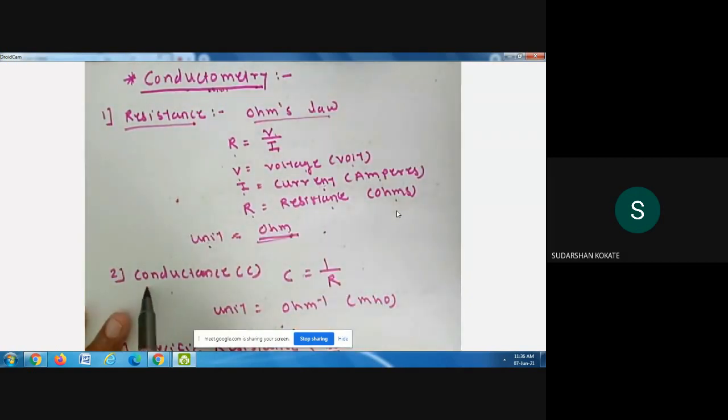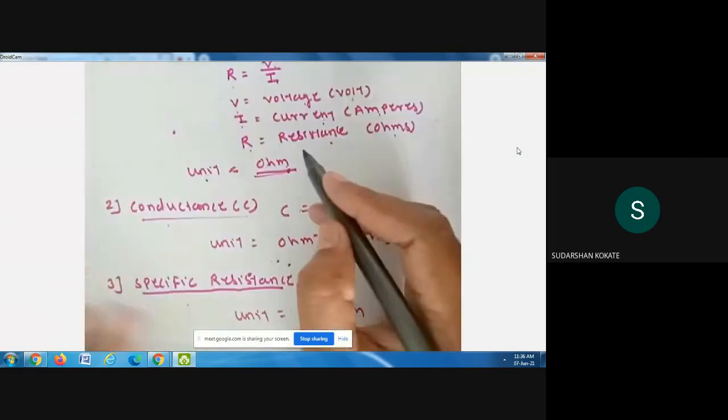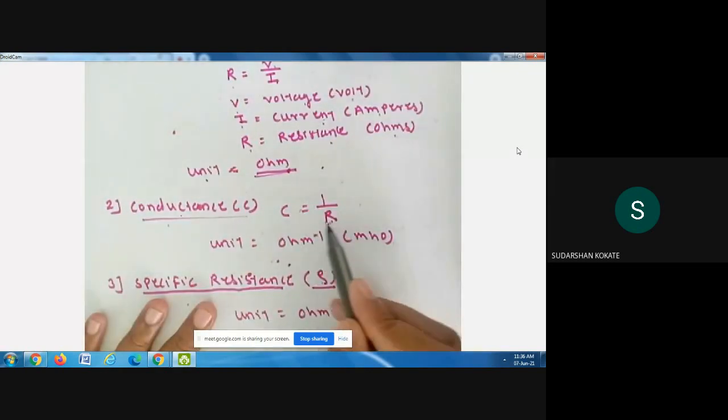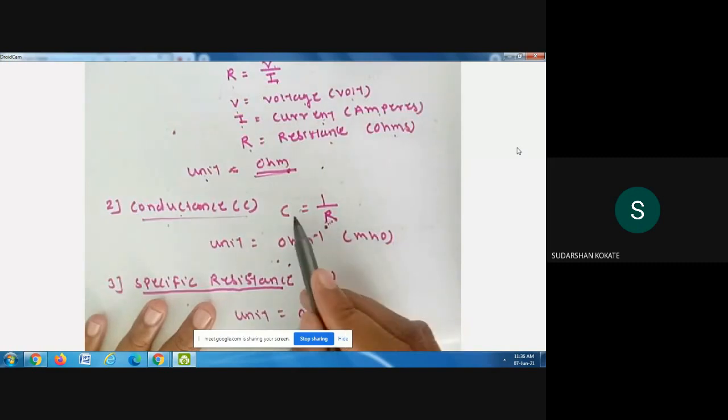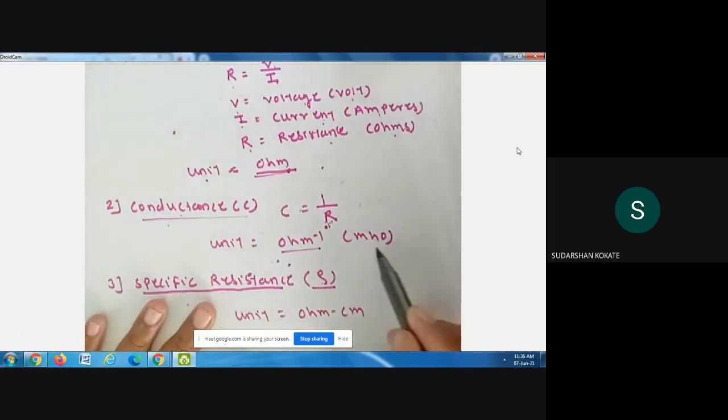Then the next concept is your conductance. What is conductance? Conductance is the reciprocal of electrical resistance. Conductance is the reciprocal of electrical resistance. So the mathematical equation becomes C equals 1 upon R. The unit is ohm inverse, which is called mho, right? So this is the unit of conductance.